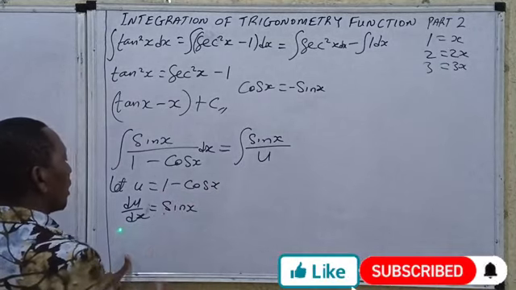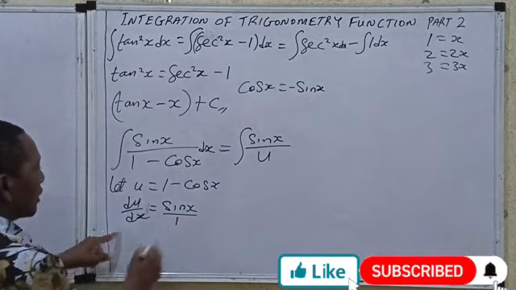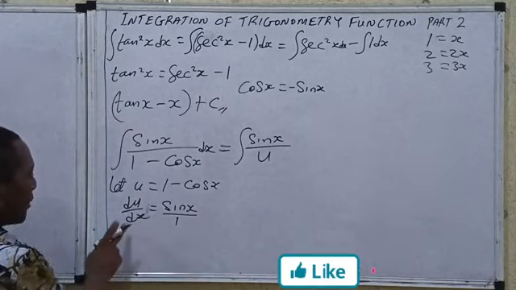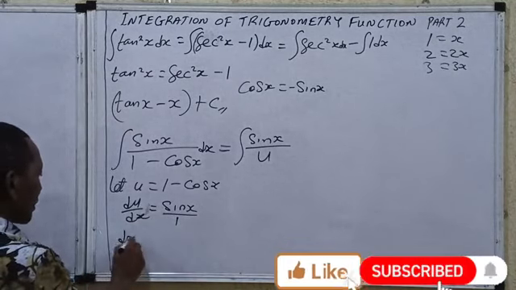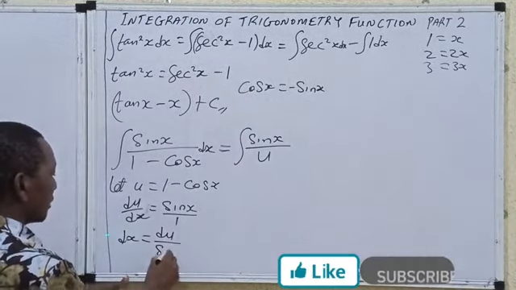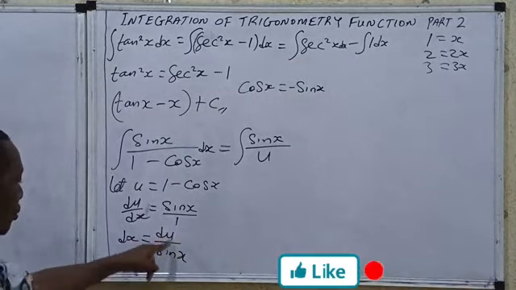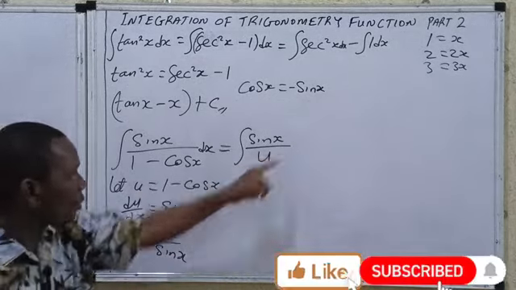Make dx the subject of the formula, so put this over 1. If you cross multiply and make dx the subject, you have dx equals du all over sine x. Anywhere you see dx, you put du over sine x, and bring it to this place.